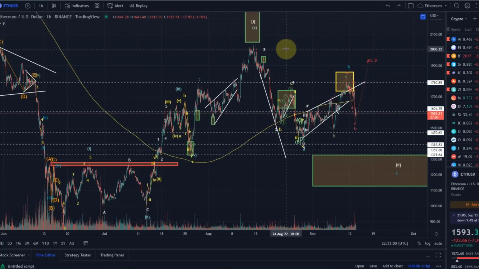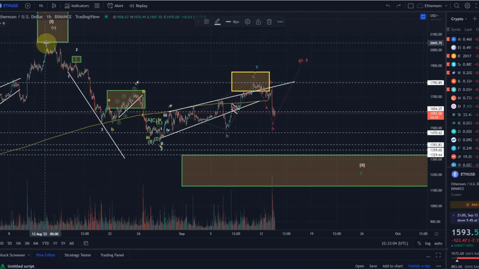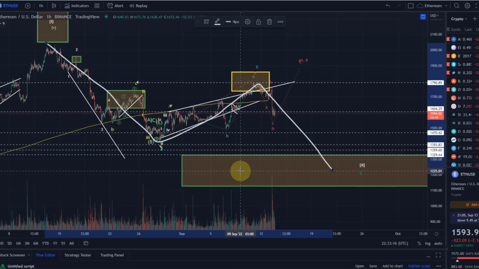In this wave 2 correction, we obviously have subwaves. My primary scenario would be that this was a wave A, and this was a wave B where we reached my target area. And as you would expect in such a reversal area, we reverse and then move down in a wave C. That would be the most traditional scenario, but how we get into this region lying between 1130 and 1330 is a completely different question.